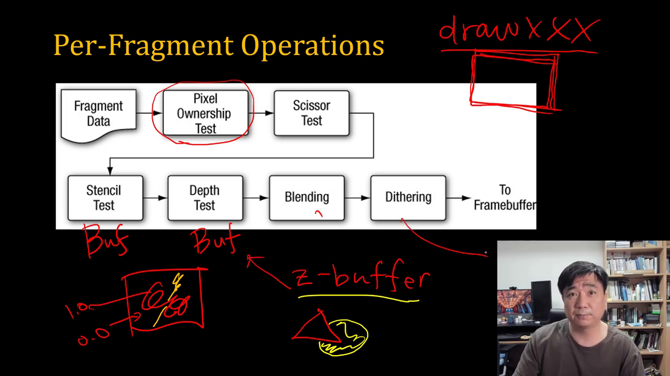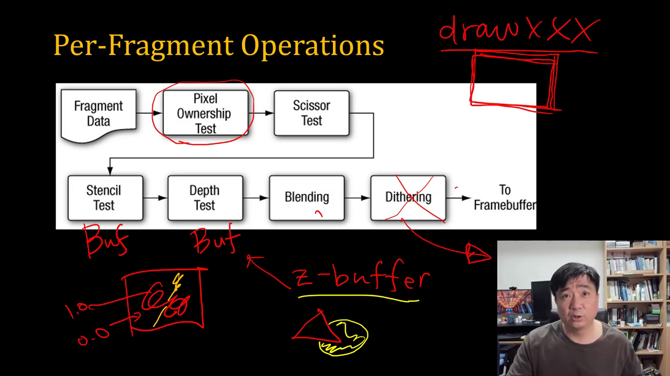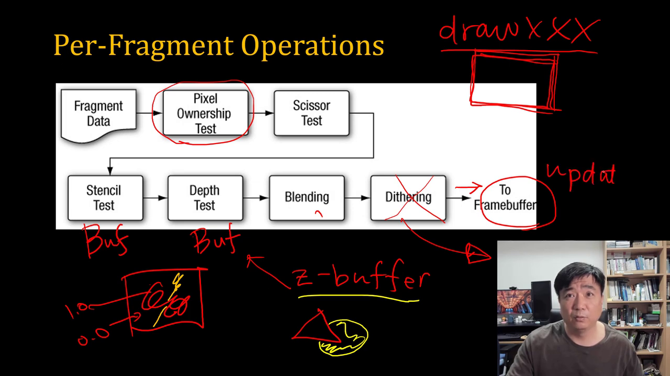Dithering is a very special operation: if the colors are very limited, then we can do dithering. But I cannot find any hardware or software web browser that supports dithering in WebGL 1.0, so don't worry about that. I will explain what dithering is, but I think it is not possible to use dithering in your web browser. And then the result will be stored, which means the frame buffer will be updated with the drawing result.